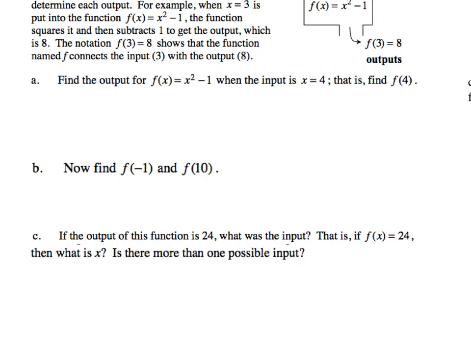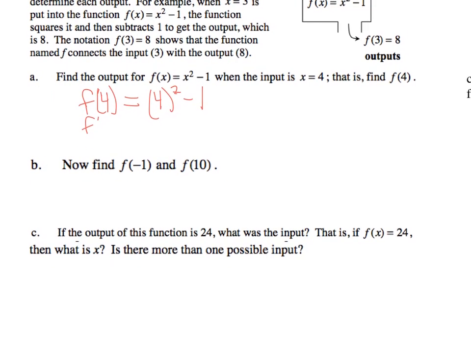So in letter A, they ask us to find the output for f of x equals x squared minus 1 when the input is 4. That is, we're supposed to find f of 4. So f of 4 equals 4 squared, which means 4 times 4, or 16. Take away 1. So then f of 4 equals 15. So that's your answer. When the x value is 4, the function gives us an answer of 15.